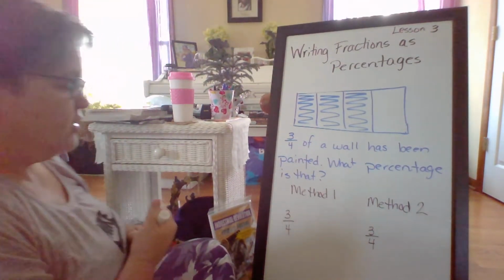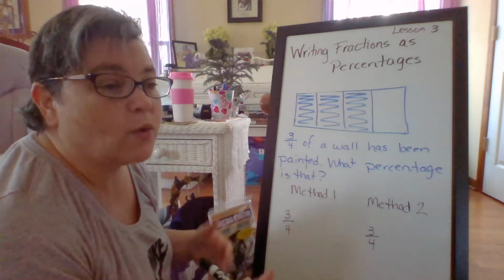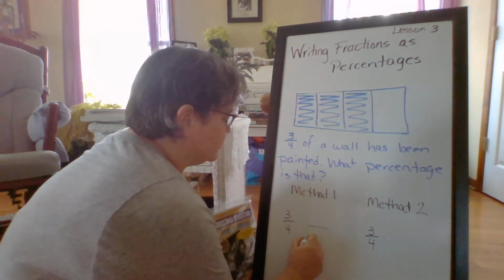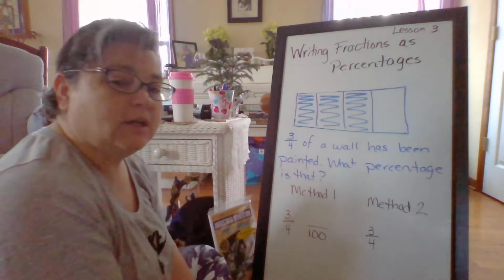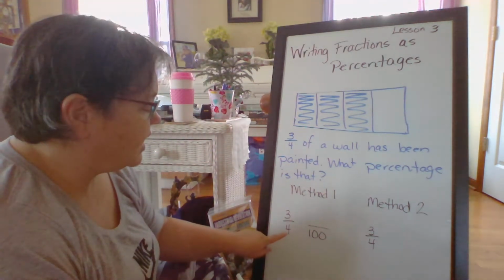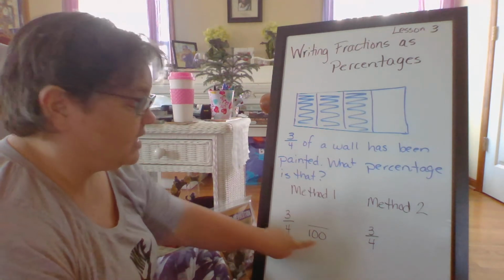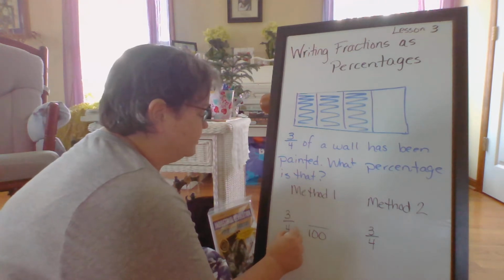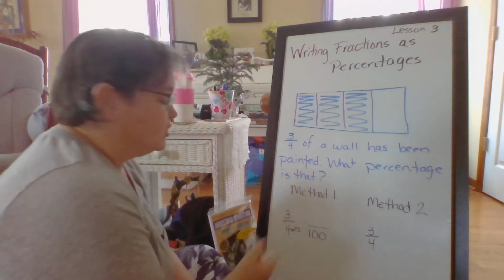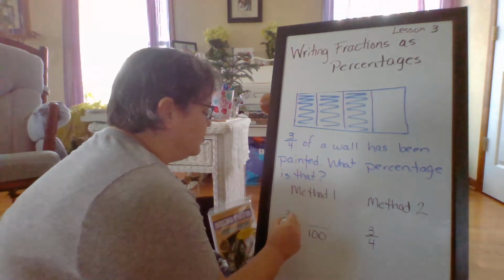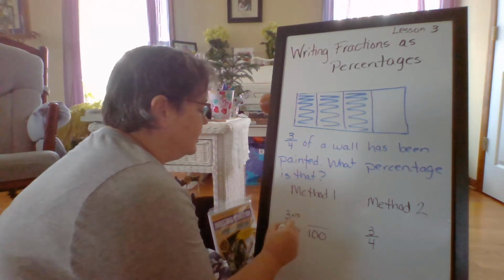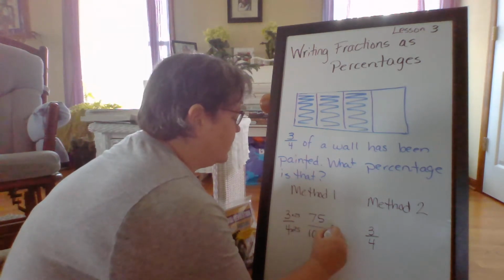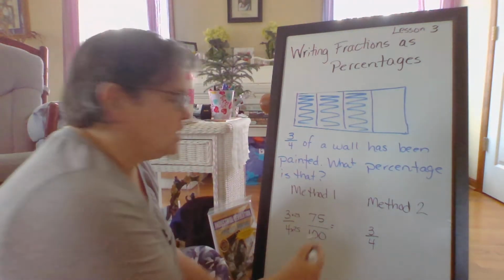Method 1, then, you're going to say how 3/4 is what out of 100, because that's what we're trying to do, find that percentage. So I'm going to put 100 down here, and I'm going to say, what would I have to multiply 4 by to get 100? I would have to multiply it by 25. So I'm also going to multiply my numerator by 25, and 25 times 3 is 75. So anything over 100 is a percentage, that's 75%.